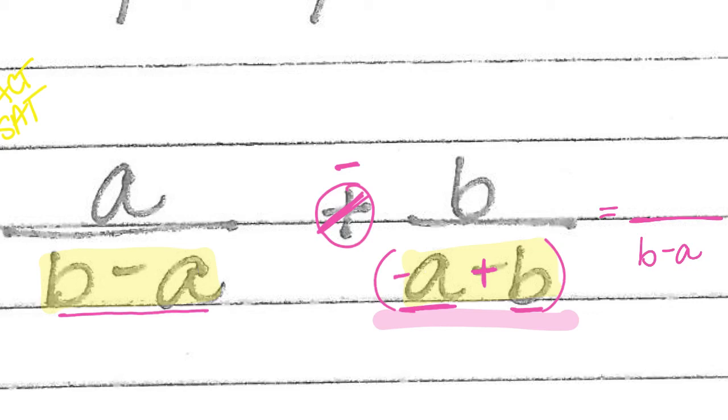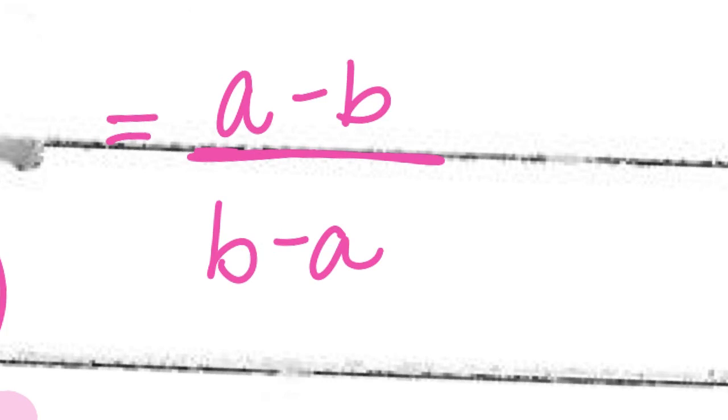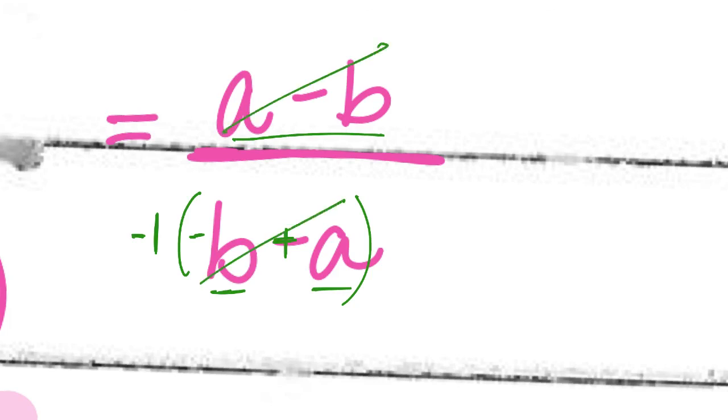Well, on the top, it looks like I have A minus B. Don't these look awfully familiar? Yeah, I think they look so alike. So let's try that again. Let's factor out a negative 1 again. When I do that, I now have A minus B and A minus B. So those can cancel. And I have 1 over negative 1, which is just negative 1.